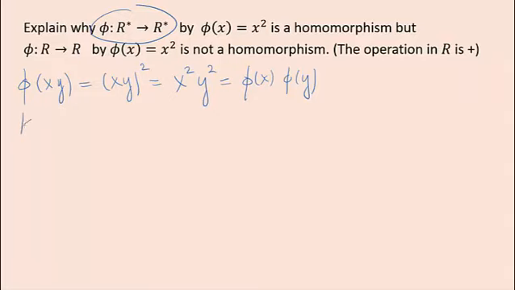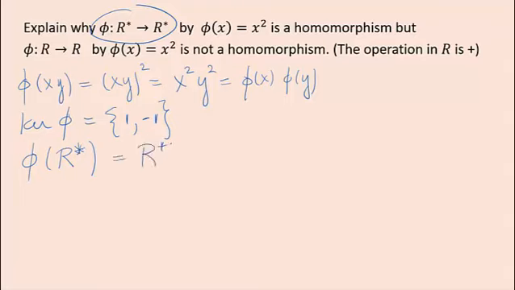The kernel of phi is equal to the set of all numbers whose square is 1. So the kernel of phi in this case is just the set containing 1 and minus 1. And in this case, phi of R star, the image of R star under phi, is equal to R plus, all the positive real numbers. Every positive real number has a square root.